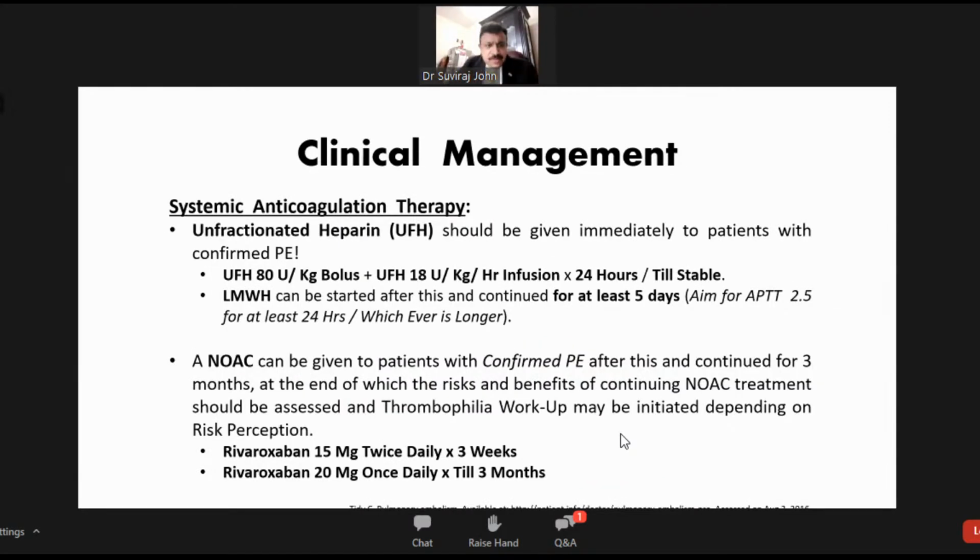And as I said, your first line should be your systemic anticoagulation. You can start it in the ward or in the high dependency unit or the ICU, a bolus of unfractionated heparin followed with an infusion for at least 24 hours or till the patient is stable. You can make a switch once the patient is stable to a low molecular weight heparin, aiming for an APTT value of about 2.5 times for the first 24 hours.